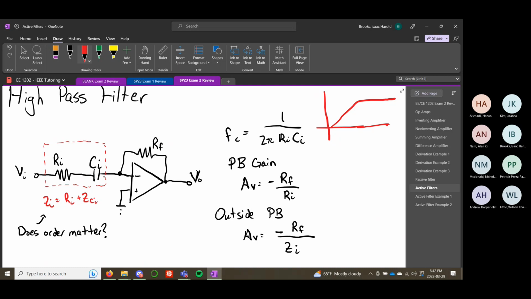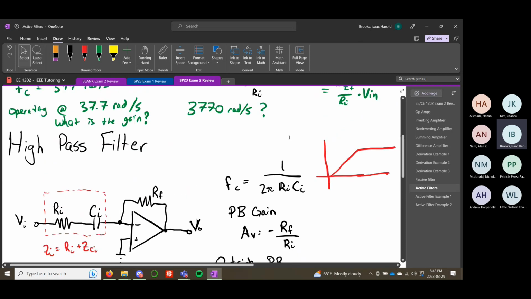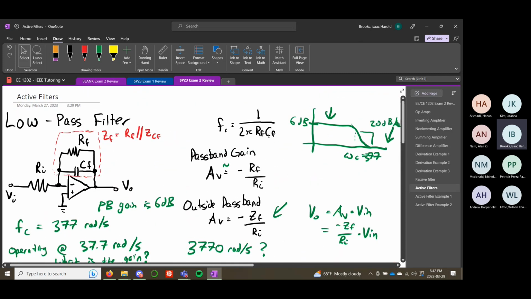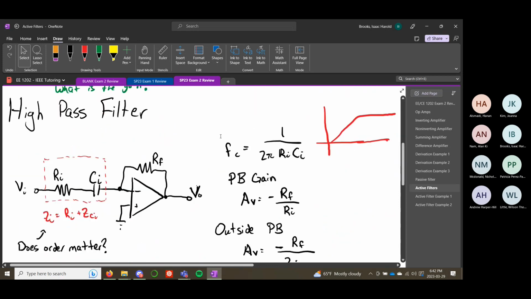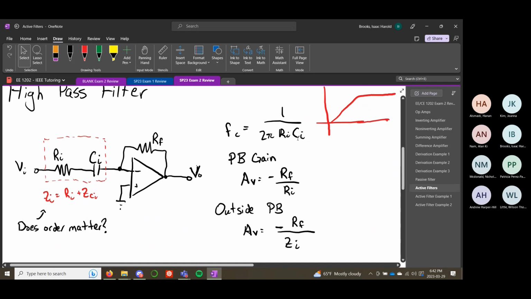But regardless, the cutoff frequency is kind of the same. For the low pass filter, it was the feedback capacitance and the feedback resistor that make the cutoff, because the filtering is happening up here. So we're using these two components. Here, for the high pass filter, the filtering is happening on the input. So our cutoff frequency is 1 over 2 pi times the input resistance times the input capacitance.